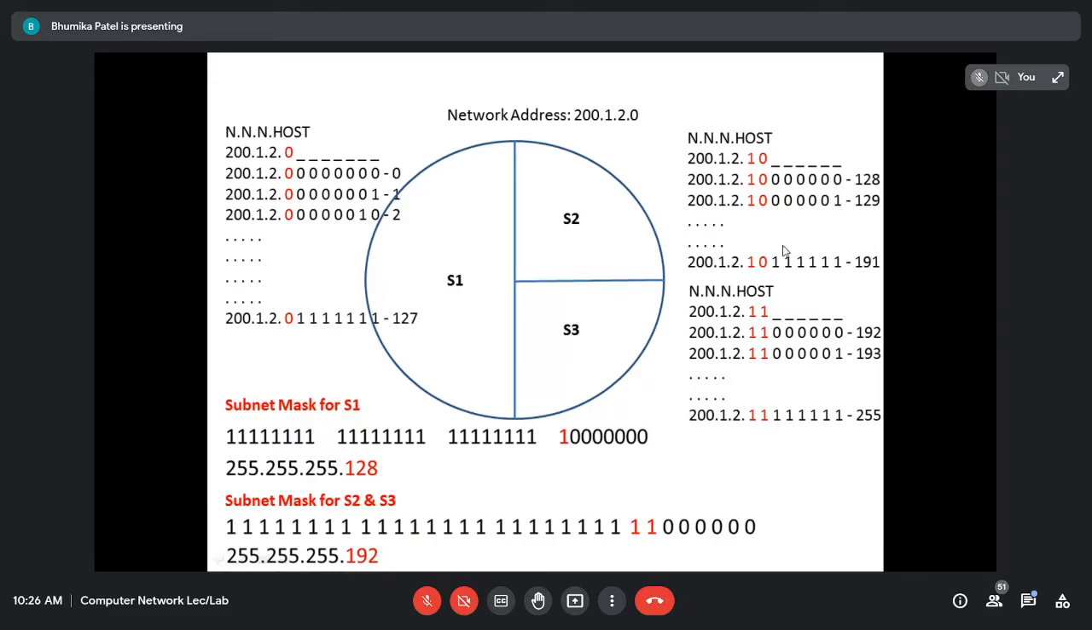If any IP address is between 128 to 191, then for example it is 130, right? So 130 belongs to subnet 2. So a logical AND operation will be executed between 130 and 192. The answer will be 128. So that means it has to send to subnet 2, not subnet 3, because 128 represents the subnet address of subnet 2.